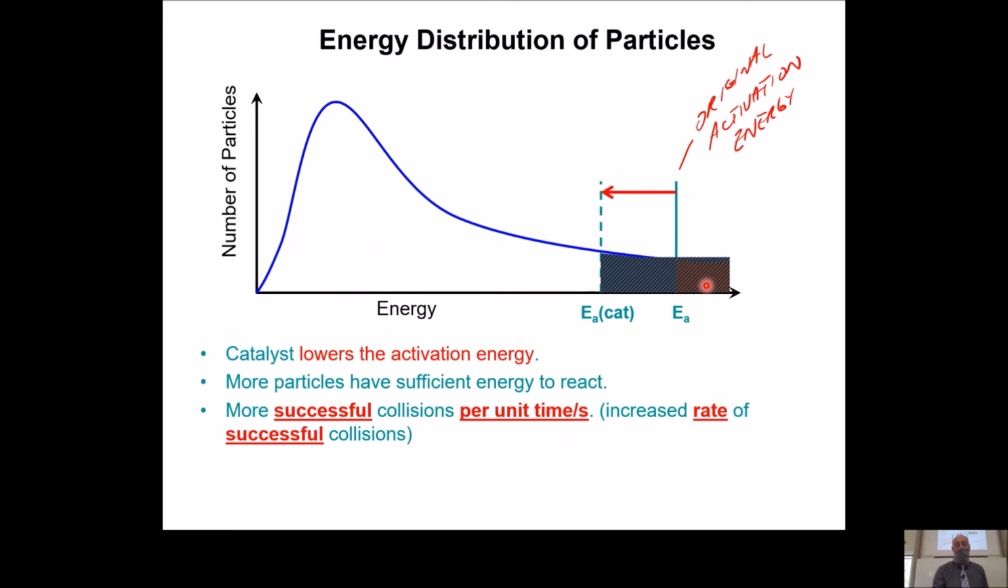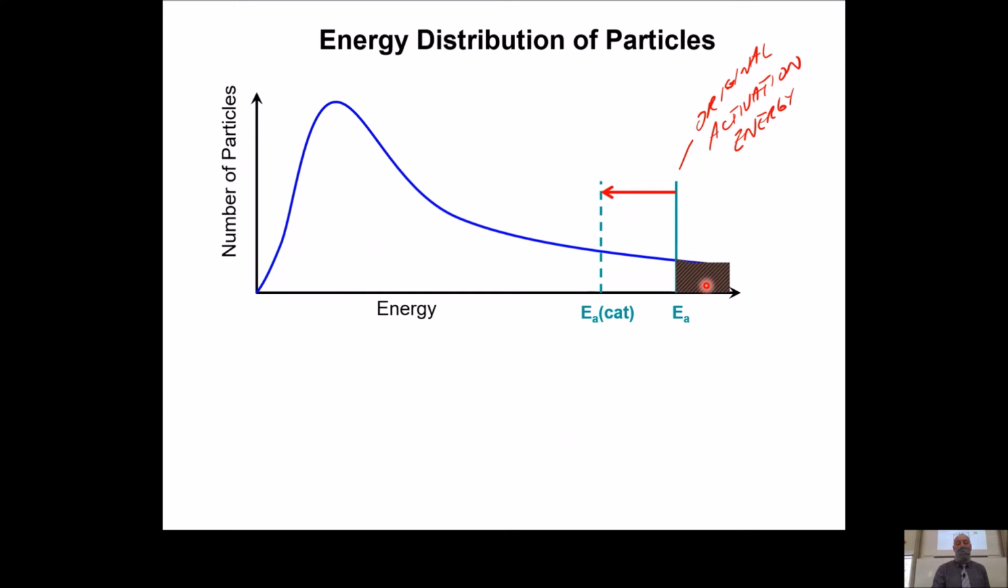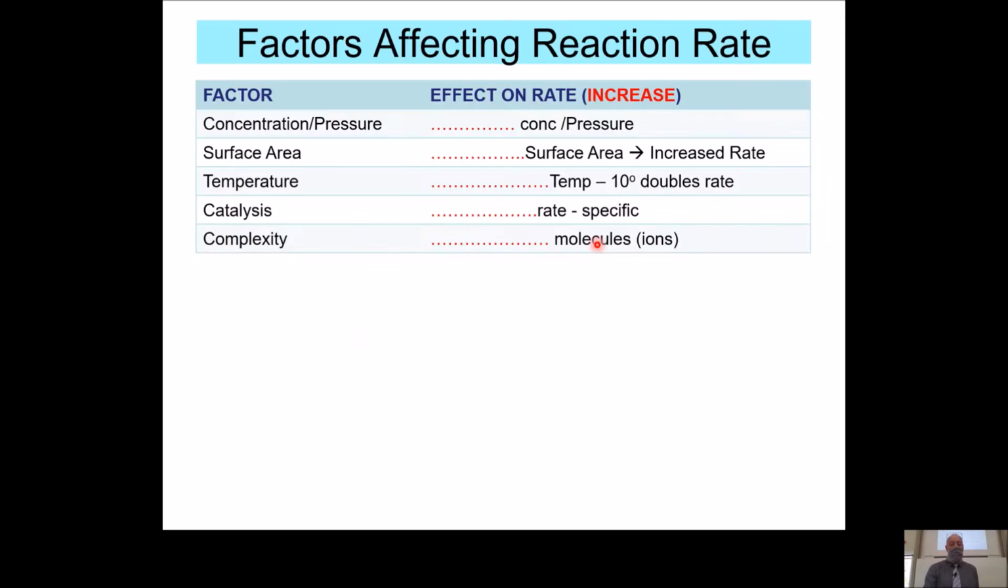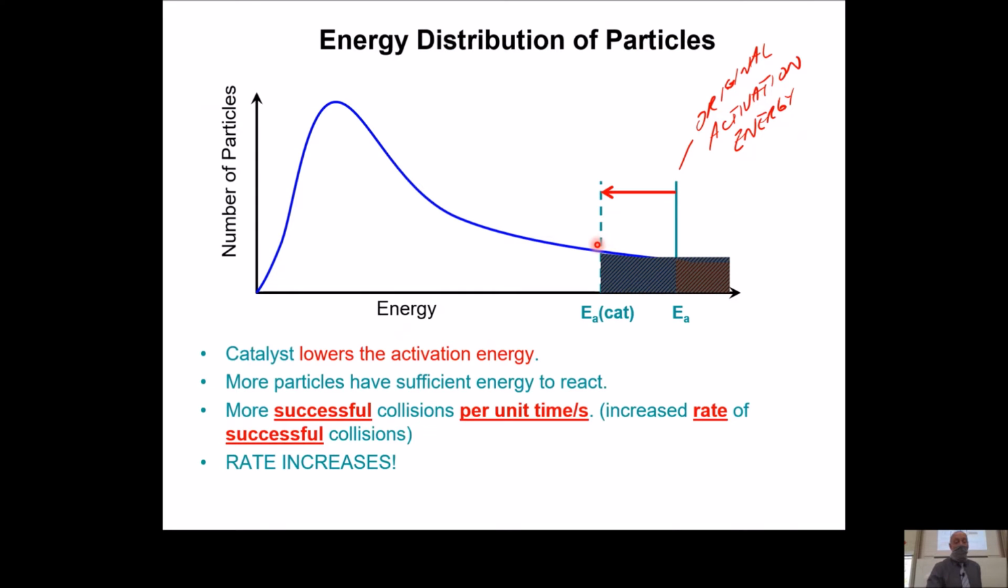Wait, so I'm confused about that black box there. So the area under the graph is the number of particles. Now the area under the graph here is the number of particles with energy greater than the activation energy. So the number of particles that can react. If you lower the activation energy by adding a catalyst, you've now got more particles.